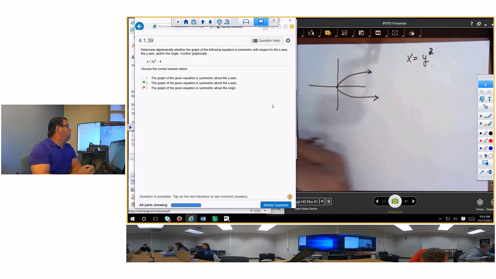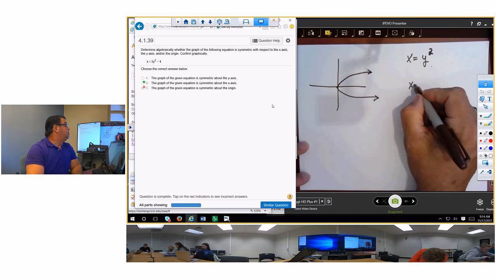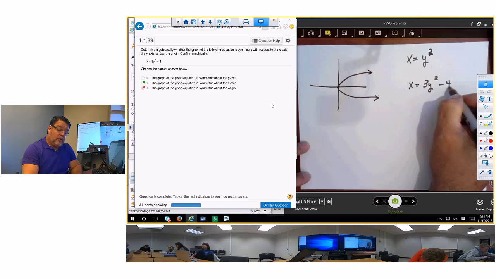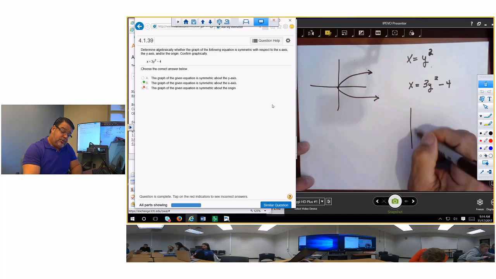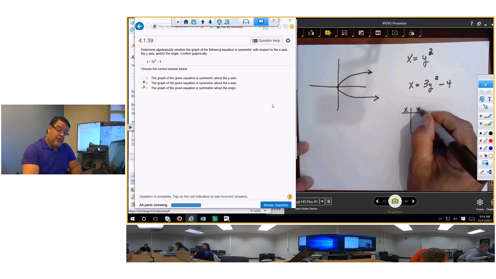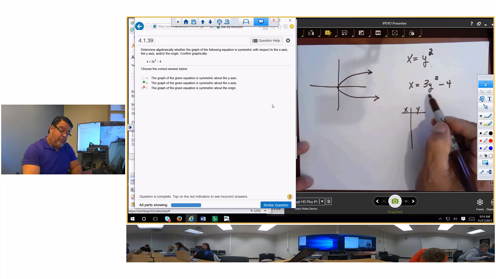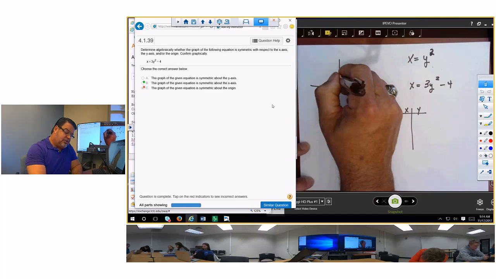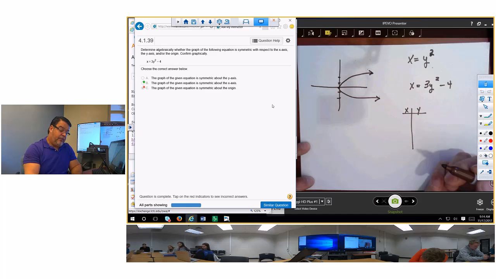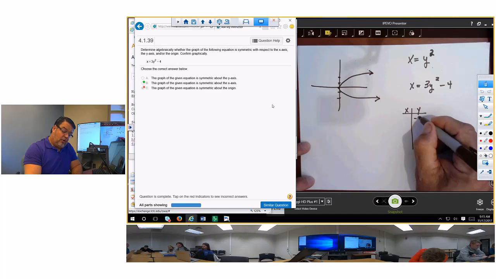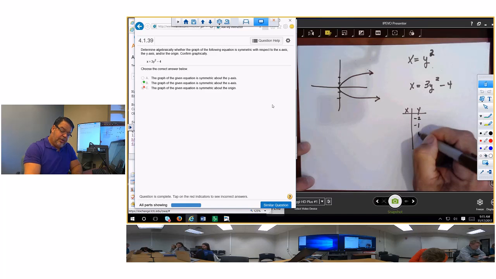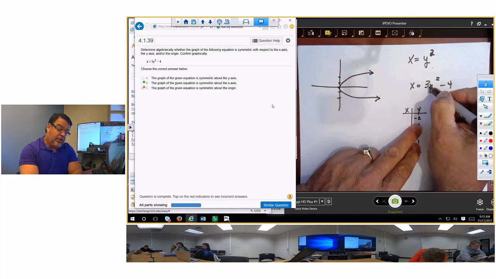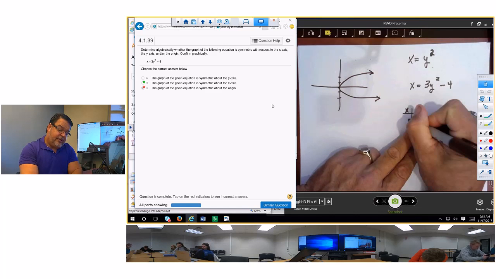So, in this function, you've got x is equal to 3y squared minus 4. So, plug in your numbers, and y is going to be your input this time. So y is equal to, we'll do negative 2, negative 1, 0, 1, and 2. So negative 2 squared is 4. 4 times 3 is what? 12. 12 minus 4 is 8.